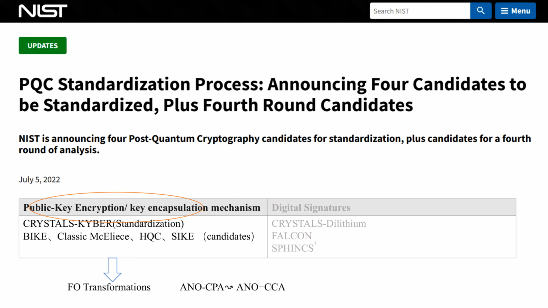We focus on the design of anonymous PKE schemes, and currently most efficient PKE schemes are established based on FO transformations, such as Kyber in the NIST PQC standardization process. And FO transformations convert a PKE with weak security to a stronger one. And we focus on the performance of FO about anonymity in the QROM.